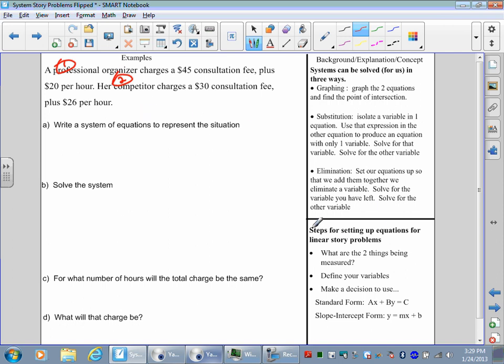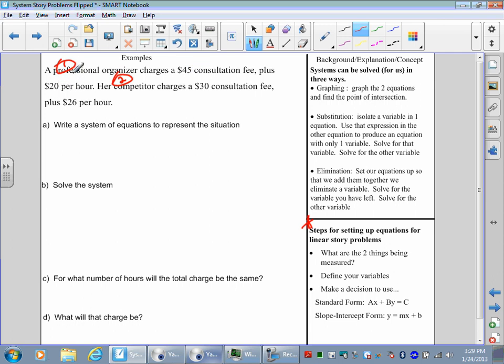So that's why down here, steps, or really strategies for setting up equations for linear story problems. A lot of you overlook this first point. What are the two things being measured? And that's really related to defining our variables. Well, what are the two things being measured? A lot of people read this and say consultation fee and amount per hour. No, those aren't variables. Her consultation fee is $45. It's not a variable. It's not changing. And her amount per hour is $20.